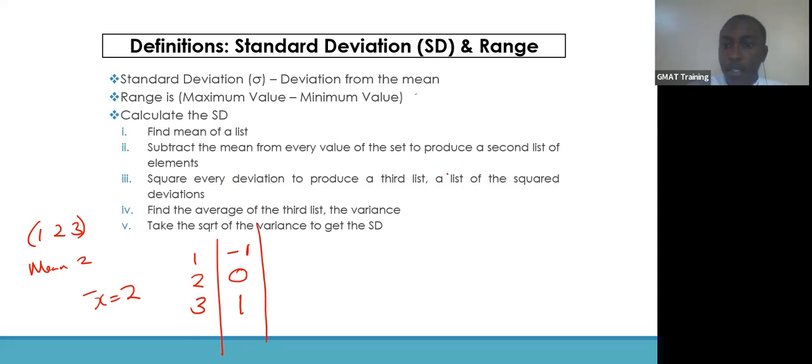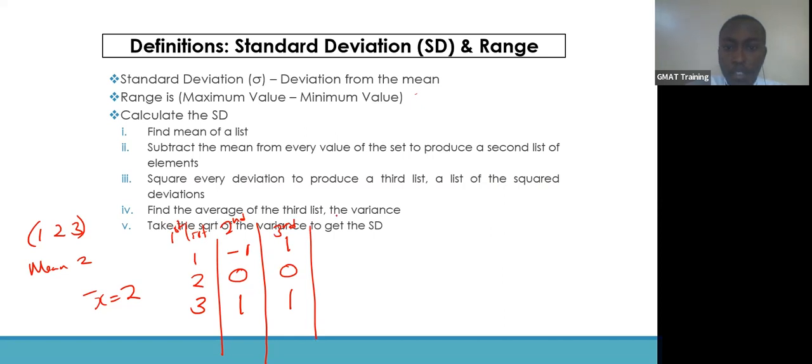And then square every deviation to produce a third list. Now we need to find a third list, a list of squared deviations. We need to square this second list, so we have -1 squared, that's 1, 0 squared, that's 0, and 1 squared, that's 1. All right, this is the first list, this is the second list, and this is the third list.